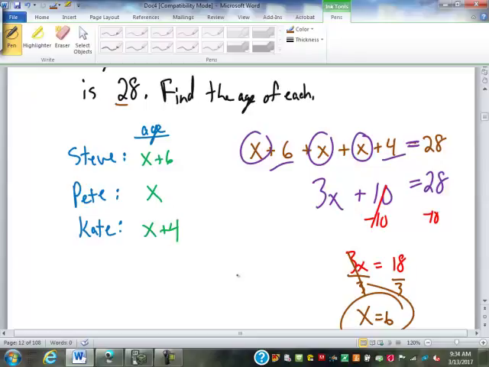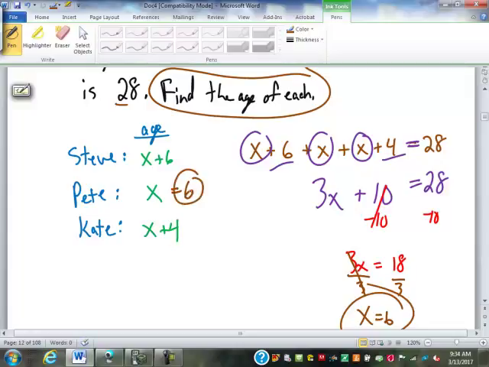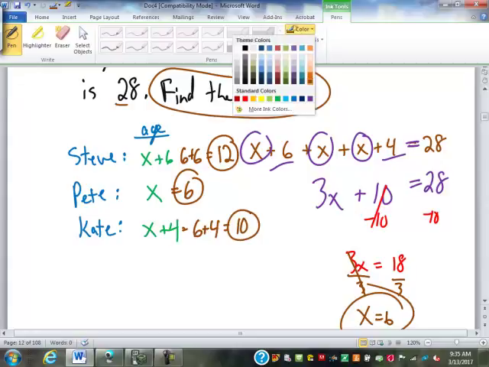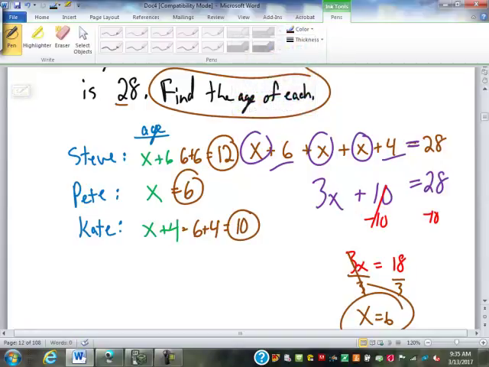Now I have to make sure I answer the question. And it's really easy at this point. You've solved the equation. It's really easy to think, I'm done. But I have to go back and make sure I've answered the question. The question is asking, find the age of each. Well, Pete is 6. That's one of them. But I have to do Steve. X plus 6 will be 6 plus 6, or 12 for Steve. Kate is going to be X plus 4, or 6 plus 4 is 10 for Kate. Any questions?